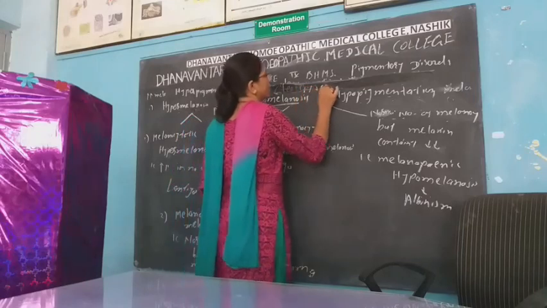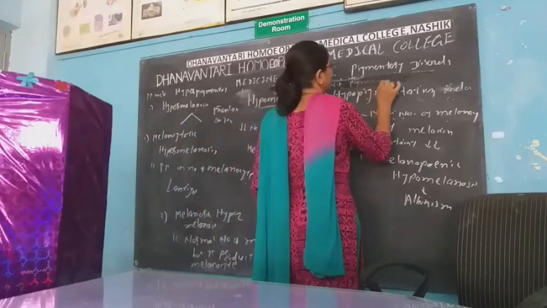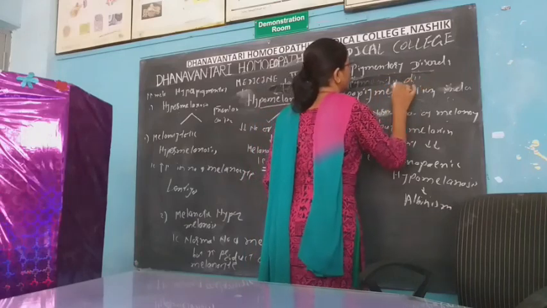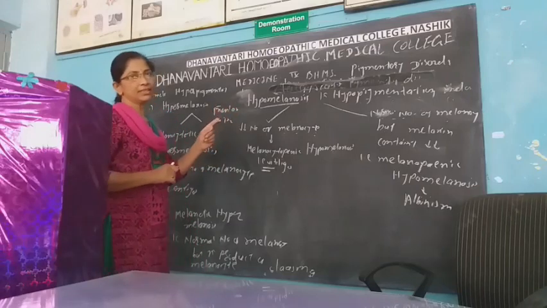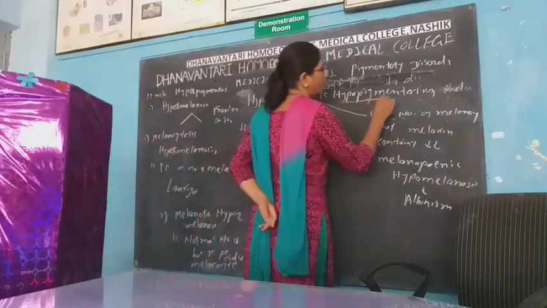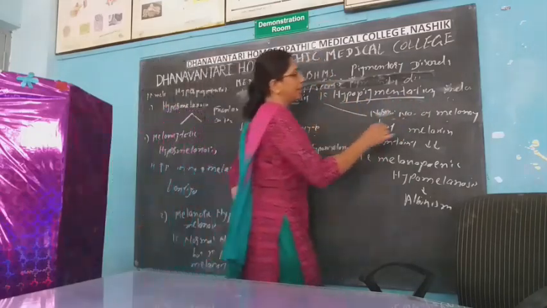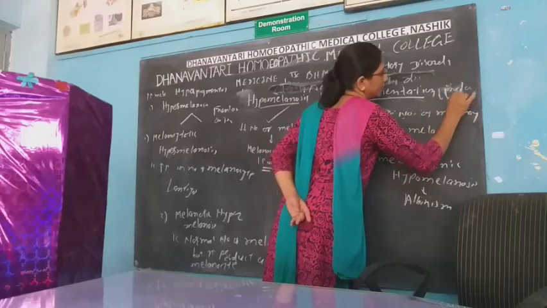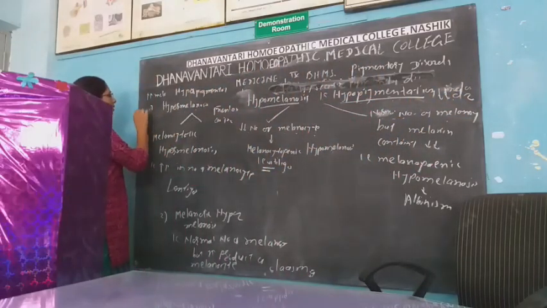First, we see the classification of pigmentary disorder. Depending upon the content of melanin, pigmentary disorder is classified into two types. First is hypopigmentation. Here, the melanin content is decreased. Second is hyperpigmentation. Here, the melanin content is increased.